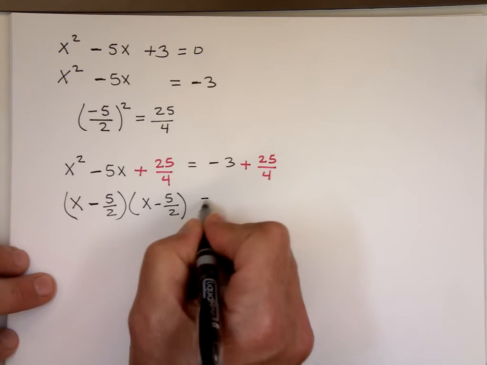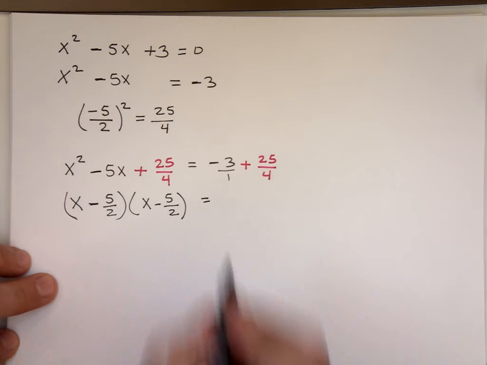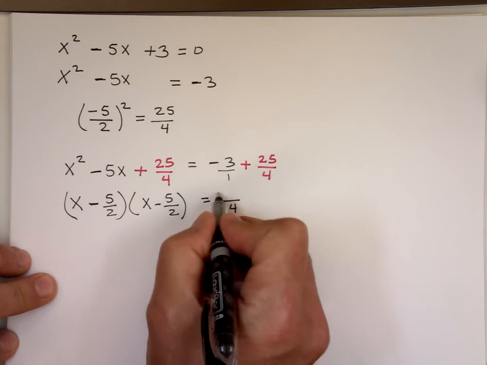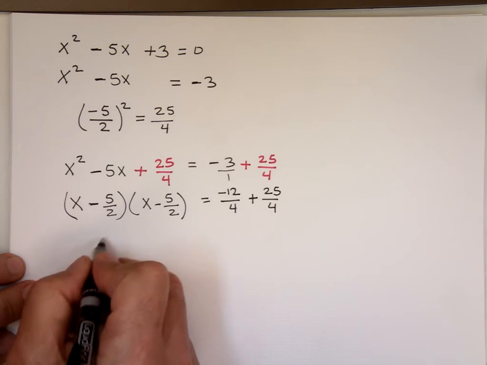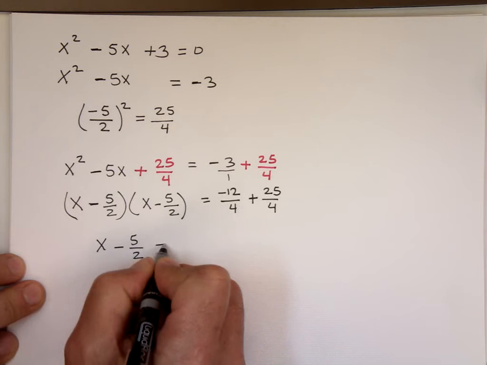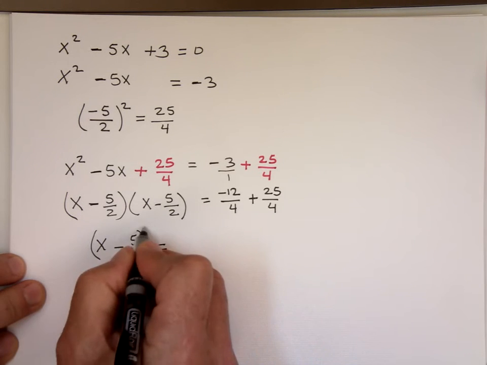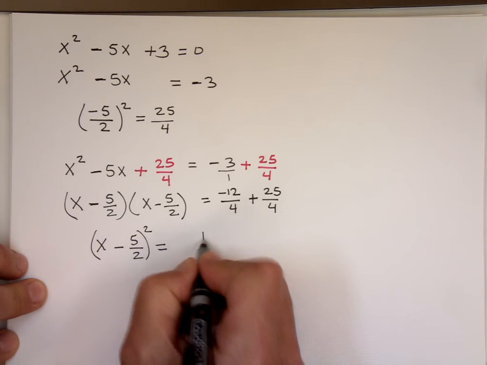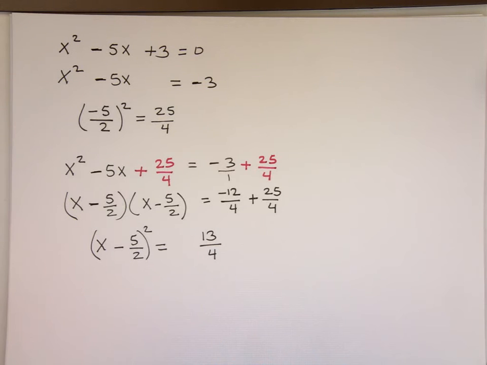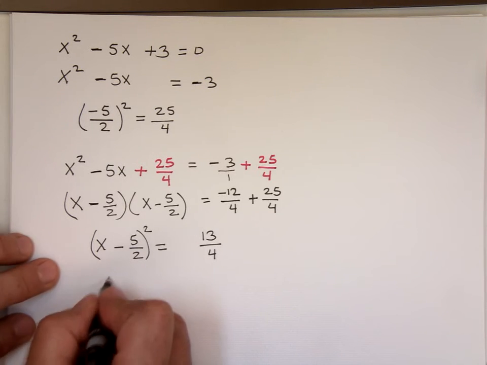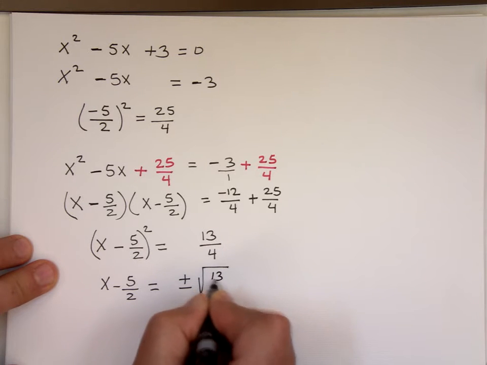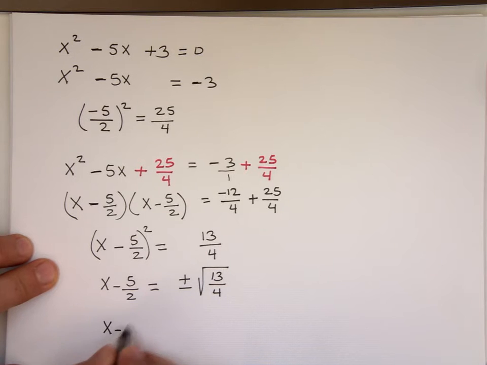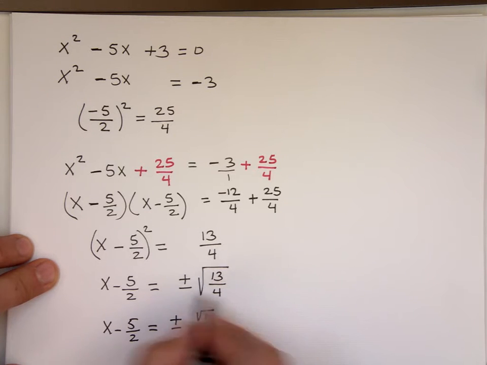Now to add these, that's over 1. So you've got to find the LCD, which is a 4. 4 times 3, that's negative 12 here. And this is positive what? 25. So x minus 5 over 2, squared, I'm sorry, equals, what's negative 12 plus 25? That's 13 over 4. Positive here. That means x minus 5 over 2 without the square should equal plus or minus the square root of 13 over 4. The square root of 13 stays the square root of 13 over, what is the square root of 4? That's a 2.